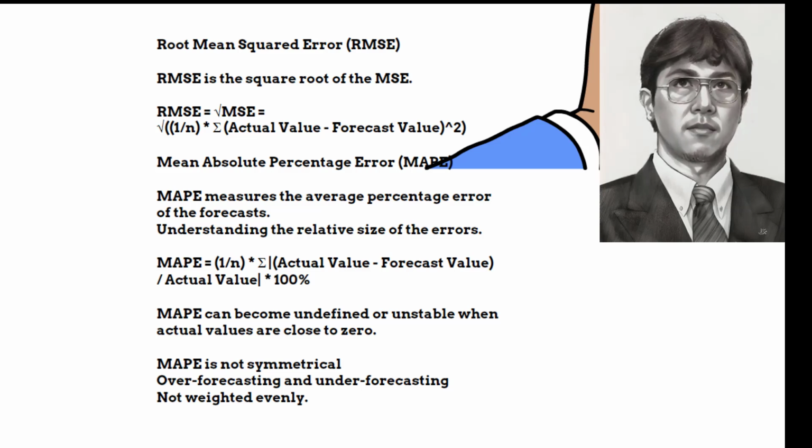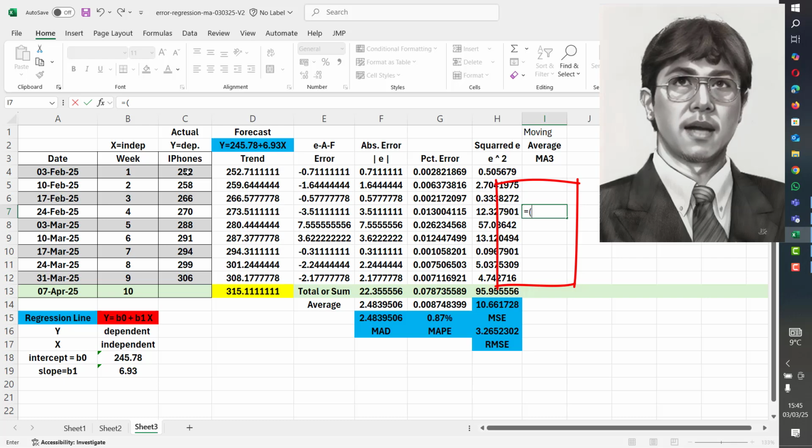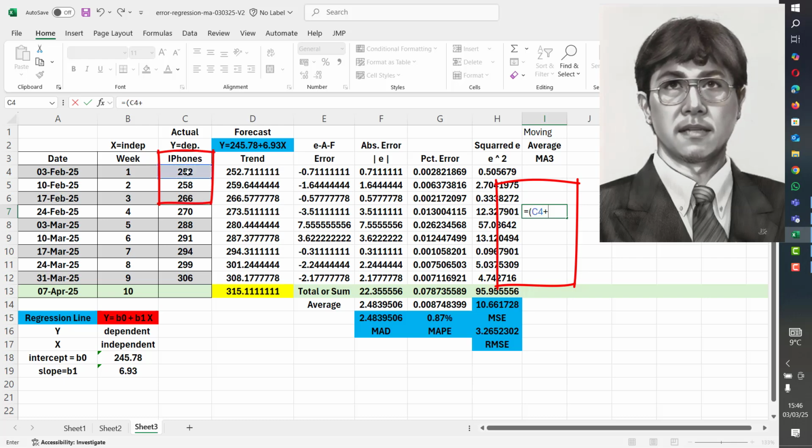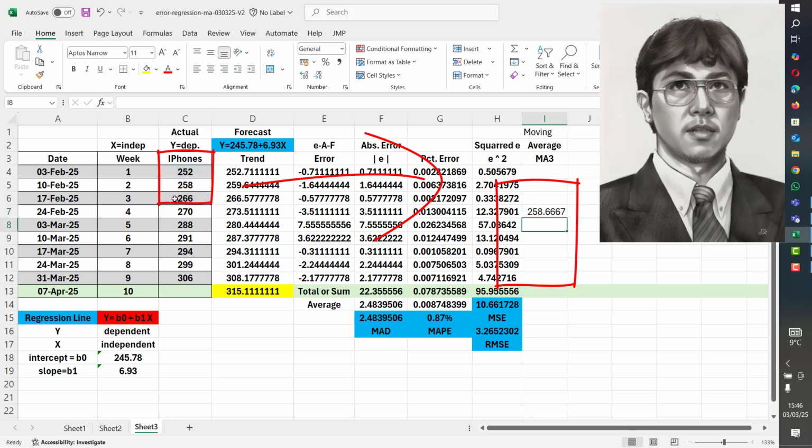Now, let's discuss how to forecast with a 3-week moving average, MA, using your weekly data from week 1 to week 9. Imagine you're trying to predict sales for week 10 based on the previous weeks' performance. The basic idea: a moving average smooths out fluctuations in your data by averaging recent values. A 3-week moving average specifically calculates the average sales from the 3 most recent weeks to make a forecast.